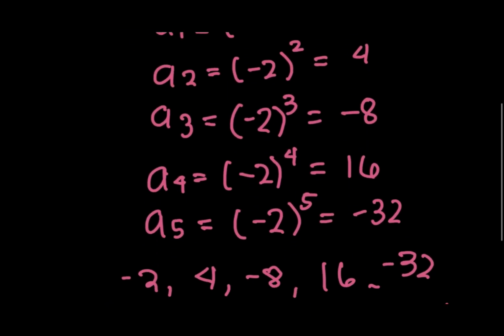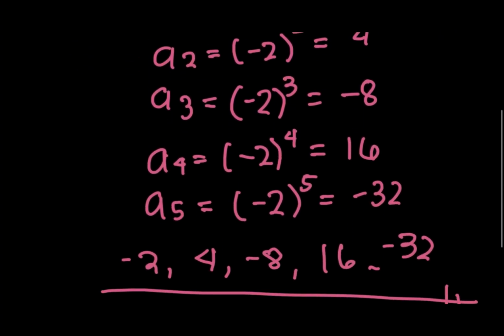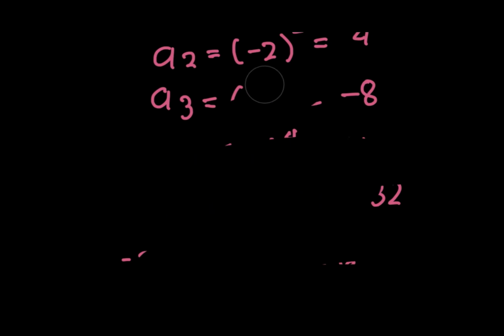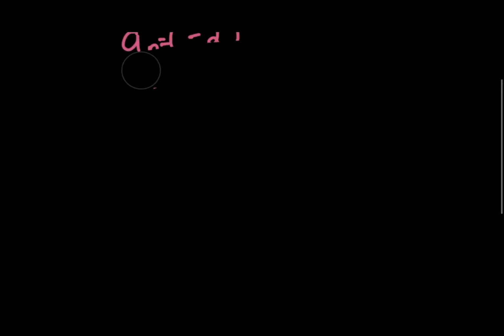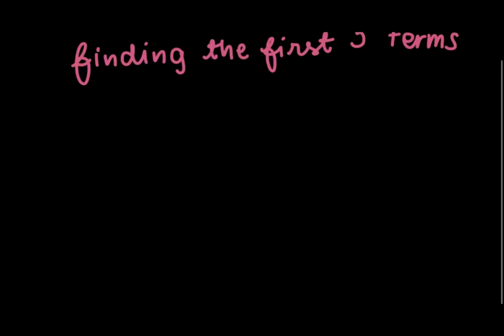So I think that's it. That covers the 5 examples. Now, just remember to substitute the position number for n and follow the order of operations. So you need to be very familiar with algebra to get the first 5 terms.